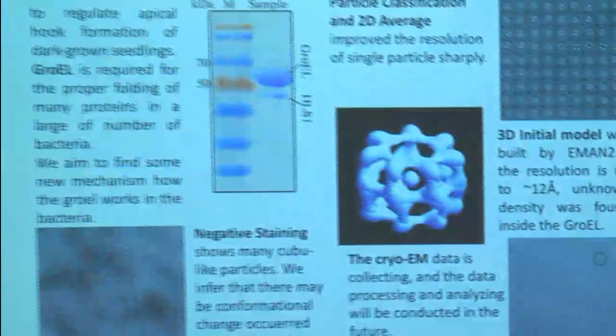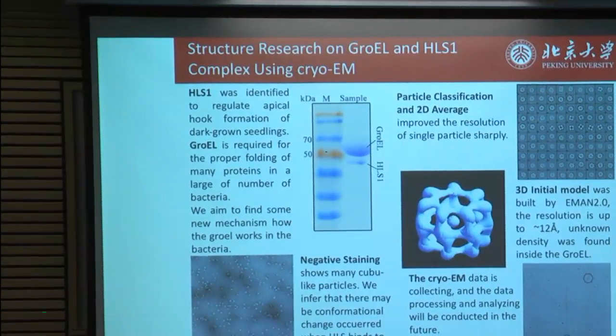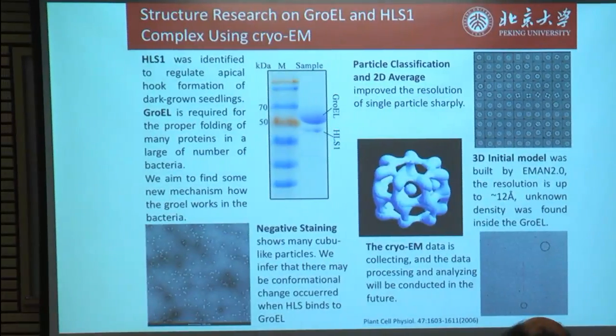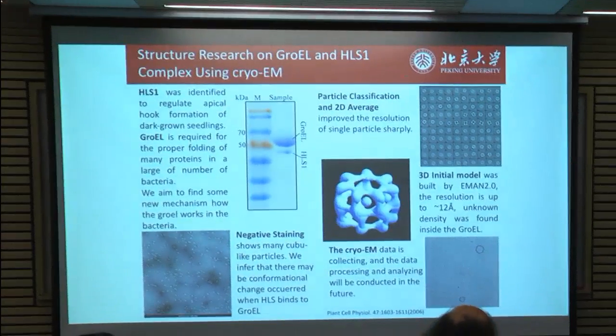So a lot of negative staining tests were conducted, and fortunately we found that there may be some conformational change after HIS1 bound to GROYAL. We can see in that picture the circular particles were changed into the cubic particles, and we operated particle classification and 2D average using about 60,000 particles, and we can see more clear particles on this picture.